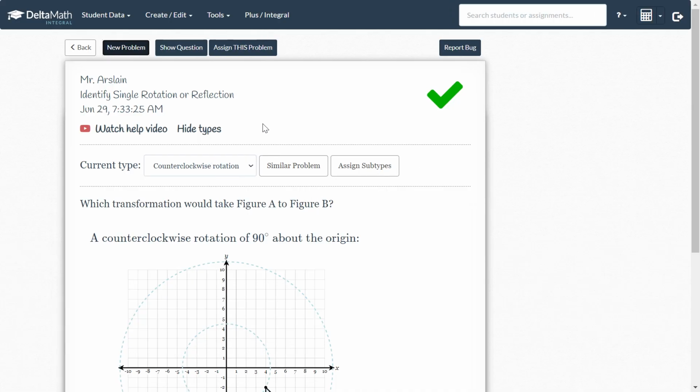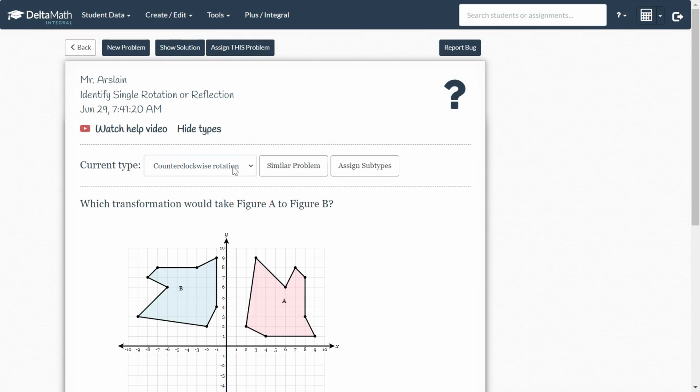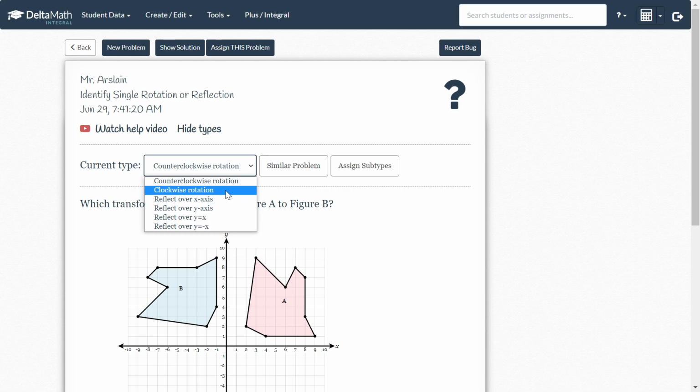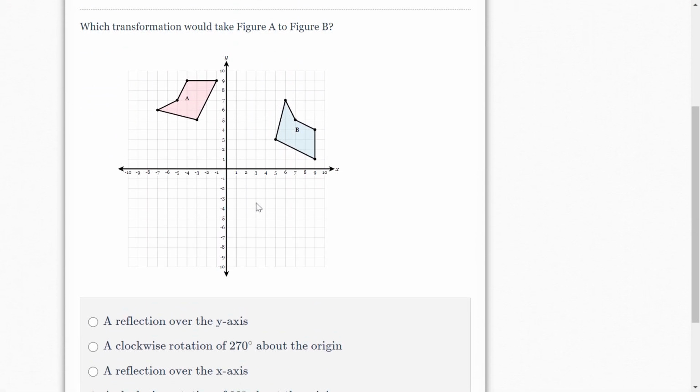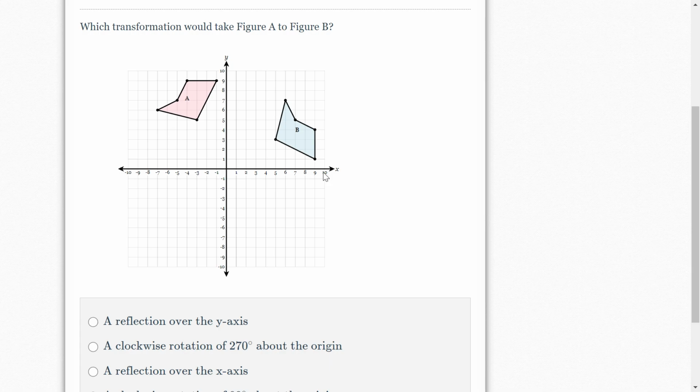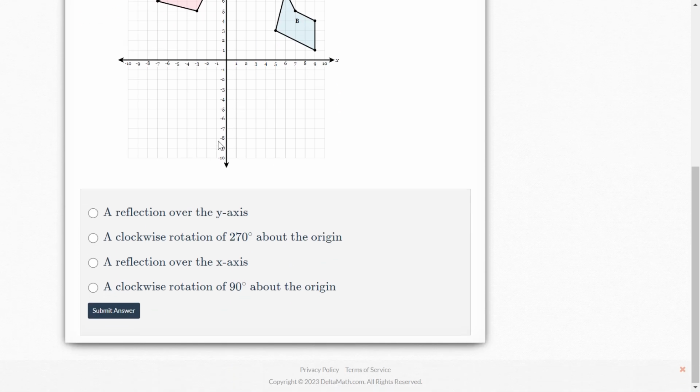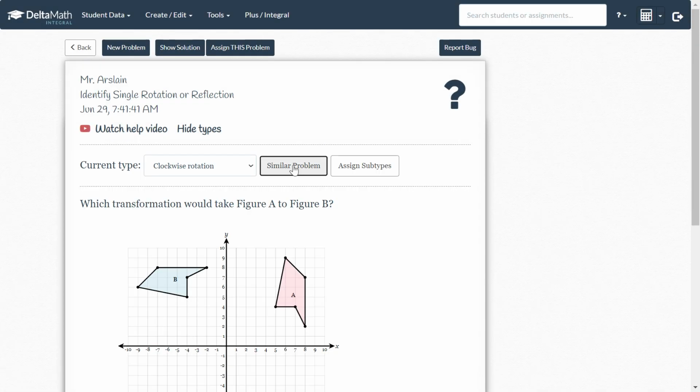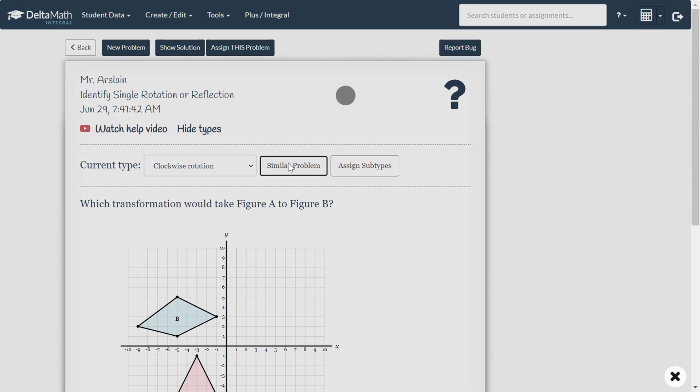All right, so let's look at a clockwise rotation. This time we're going from A to B, and it says it's either a clockwise rotation of 270 or of 90. So clockwise is going to go the opposite direction, and I'm only moving one quadrant over, so that would be clockwise of 90.